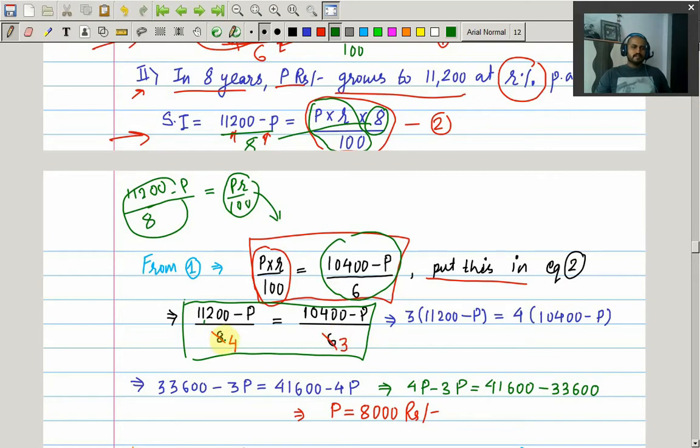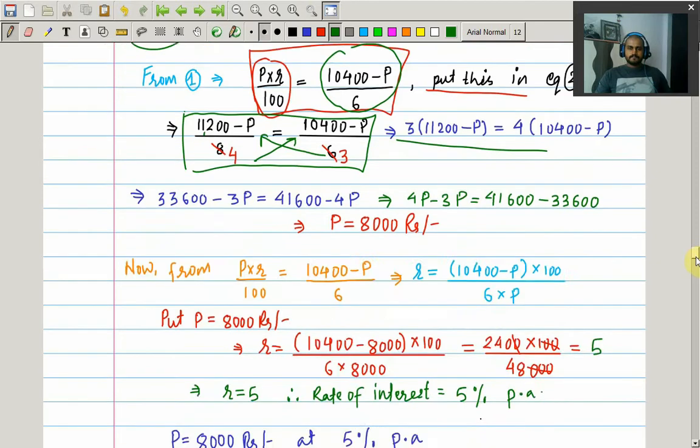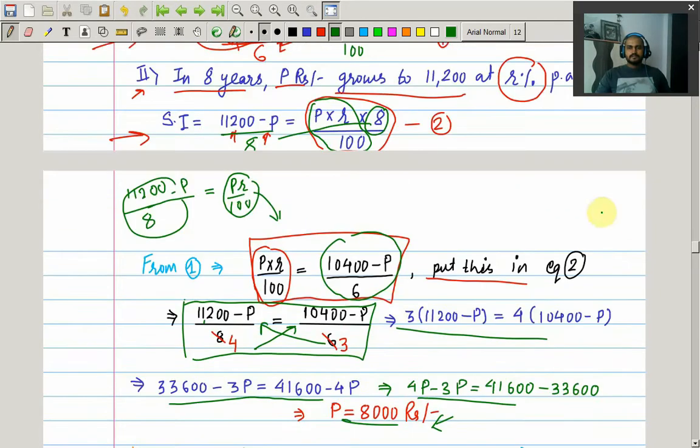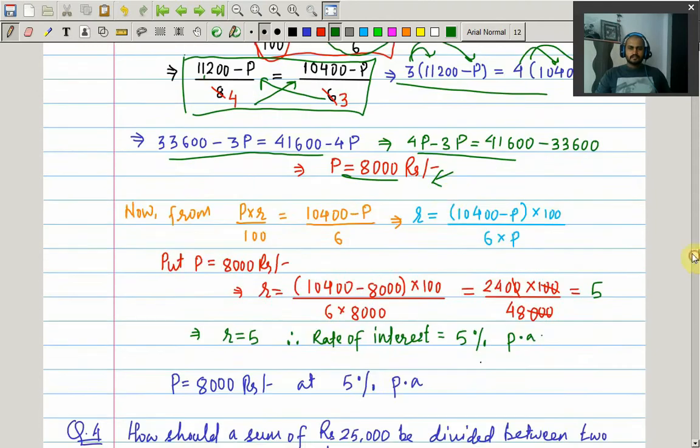So I have cancelled this by 2. Divided by 2, 4 becomes... it is 4, divided by 2 it is 3, and then this 3 is multiplied to this side, 4 multiplied to this side, we get this equation. Simplify this, solve for p, you will get p is equal to 8,000 rupees. You have to multiply this inside, 3 multiplied with this, 4 with this. Do this and simplify to get the value of p.